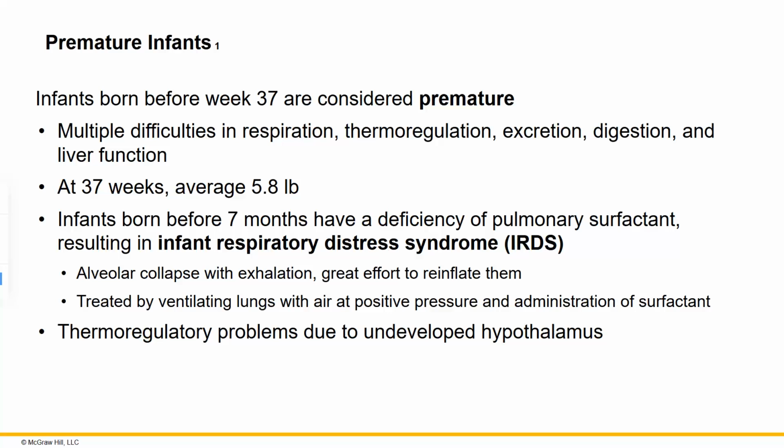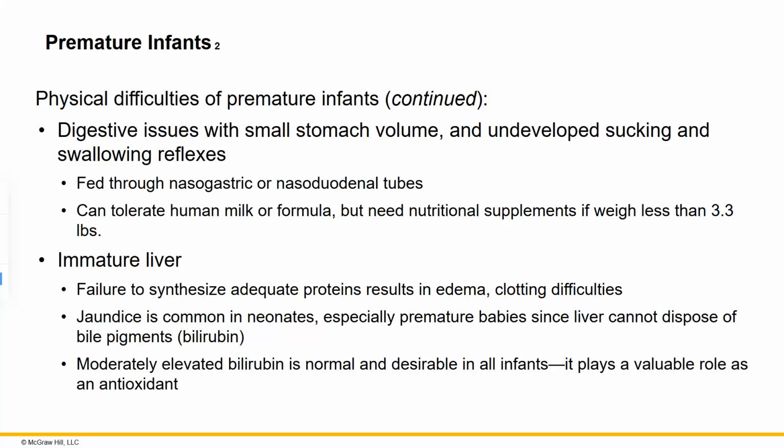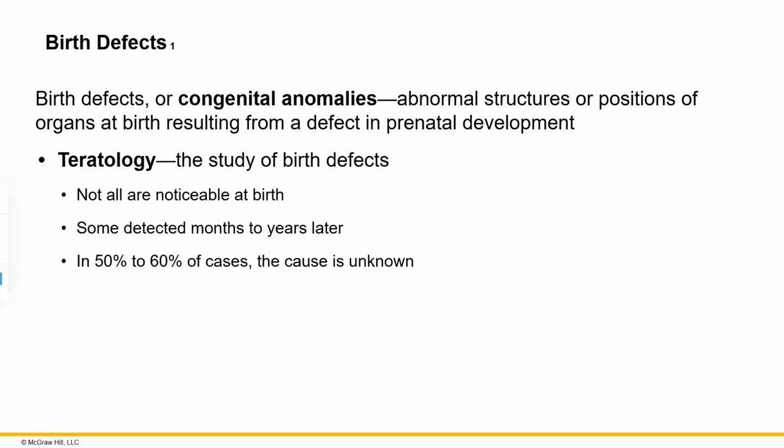Thermoregulatory problems are due to an undeveloped hypothalamus. So premature babies need to be put in an incubator with supportive care. There are digestive issues and an immature liver, and things that must be monitored and regulated. So they aren't allowed to leave the hospital because of the extensive amount of monitoring that's required.